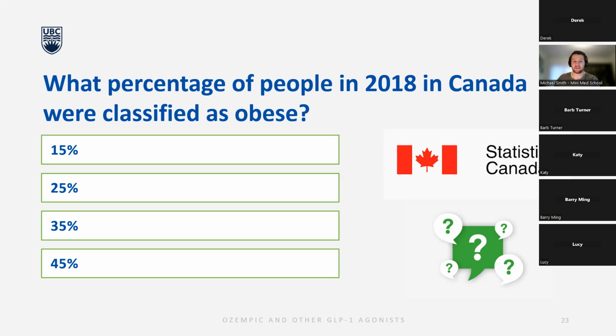So as you can see, there's a wide variety of responses here, with some saying 50 and 45%, but the majority of people thinking it's about the 25 to 35% range of people in Canada being diagnosed with obesity.